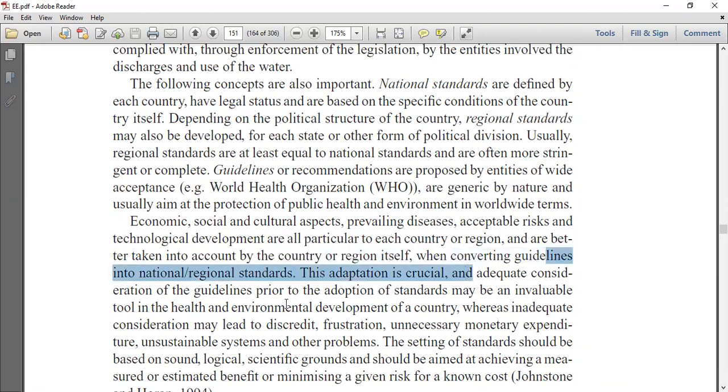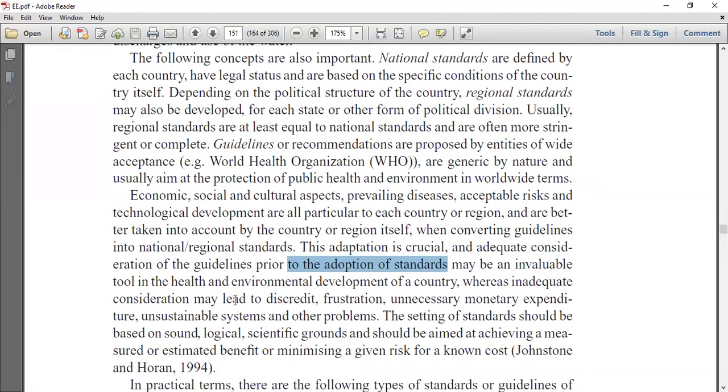When converting guidelines into national or regional standards, this adoption is crucial, and adequate consideration of the guidelines prior to the adoption of the standard may be an invaluable tool in the health and environmental development of a country. Whereas inadequate consideration may lead to frustration, unnecessary monetary expenditure, unsustainable systems, and other problems. The setting of standards should be based on sound, logical, scientific grounds and should be aimed at achieving a major benefit or minimizing a given risk for a known cause.